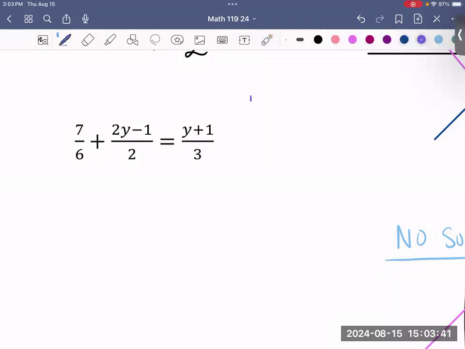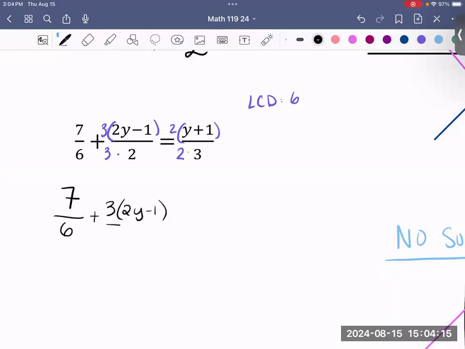So your LCD in this case, the lowest number that they all go into, would be 6. So you'll notice that 6 is already present, so we don't have to touch this one, but we're trying to get this 2 now to be a 6. So we're going to multiply it by 3. What you do to the bottom, you must do to the top. And same thing with this 3, it now needs to be multiplied by 2. What you do to the bottom, you do to the top. So now you're looking at 7 over 6 plus 3 times 2y minus 1 over 6 is equal to 2 times y plus 1 over 6.